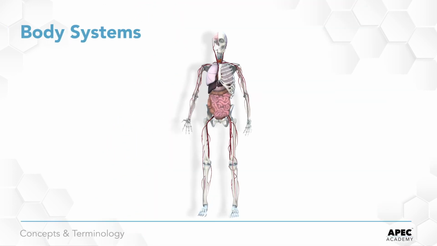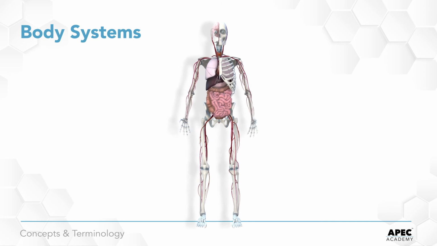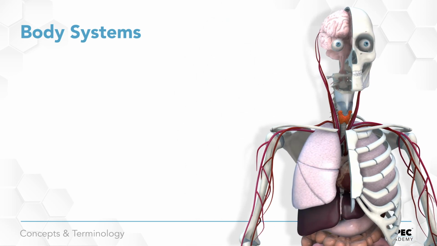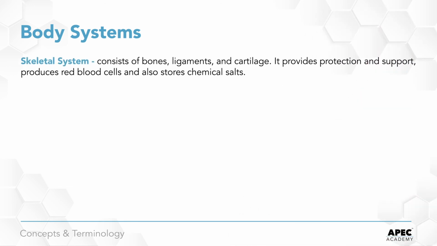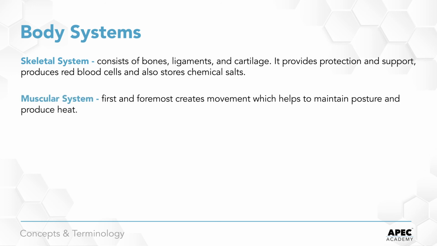Now, let's take a brief look at an overview of all of the body systems. We will be covering these in more detail in subsequent sessions. The skeletal system consists of bones, ligaments, and cartilage. It provides protection and support, produces red blood cells, and also stores chemical salts. The muscular system, first and foremost, creates movement, which helps to maintain posture and produce heat.